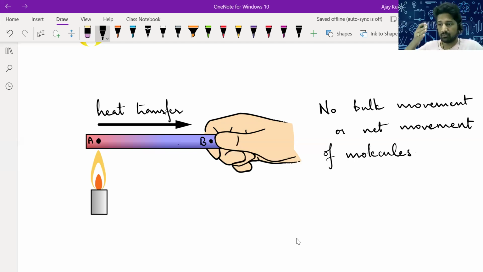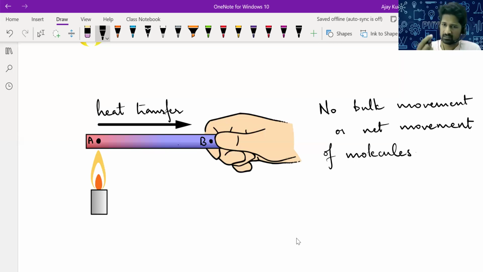Now, when one layer pushes, the next layer will get disturbed, meaning the next layer's temperature will change. That second layer will push the third layer. Third layer's temperature will change. Third layer will disturb the fourth layer. Fourth layer's temperature will change. So you can explain this transfer of heat in terms of vibration of layers of molecules.